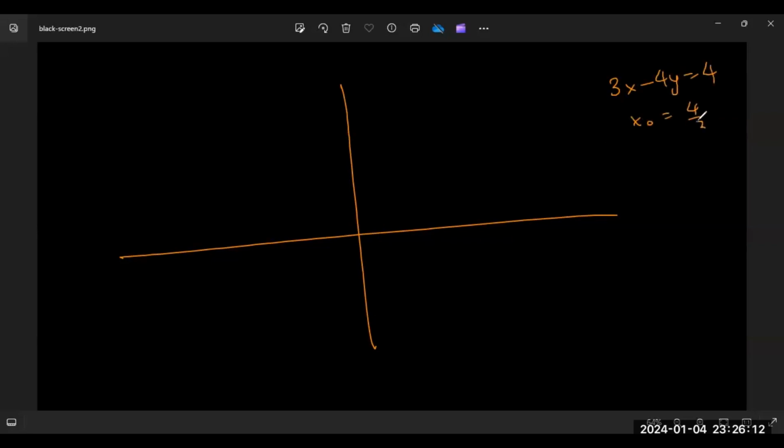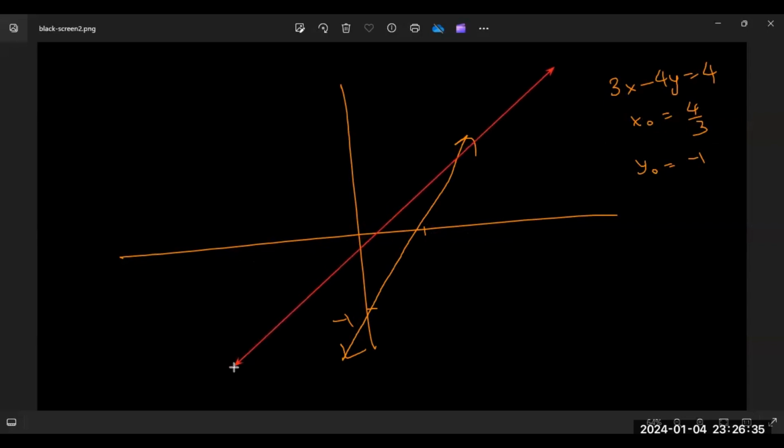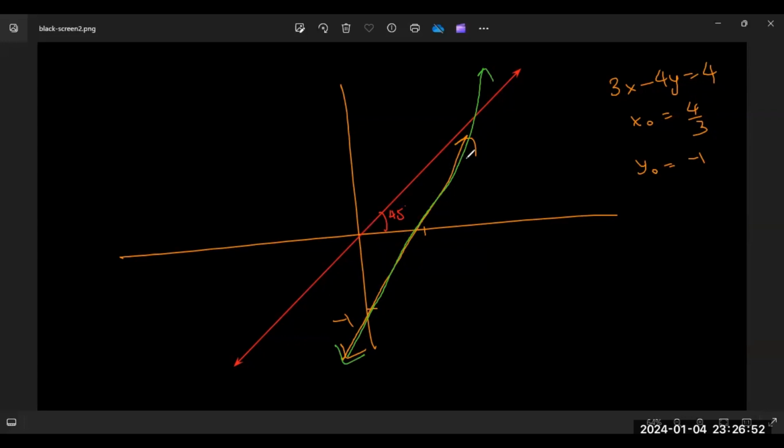What is x naught? 4 by 3. What is y naught? Minus 1. Is it not? So minus 1, 4 by 3. This is the line. This line is reflected along the line y equals x. What is the line y equals x? It is the 45-degree line. You need to reflect this orange line. Okay, let's change the color. Let's say the green line along the line y equals x.